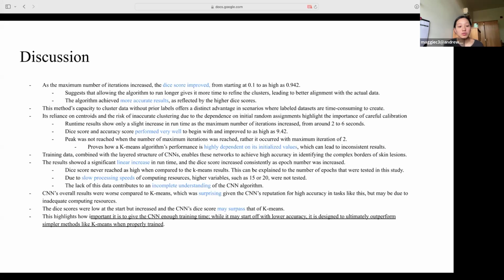So overall, the CNN's results were worse compared to k-means, but this may be due to inadequate computing resources. But we can see that the dice scores were low at the start for CNN, but consistently increased. And that suggests that the CNN may eventually surpass that of the k-means, as the k-means was relatively stable. This highlights how important it is to give the CNN enough training time, because while it may start off with lower accuracy, it is designed to ultimately outperform simpler methods like k-means when properly trained.